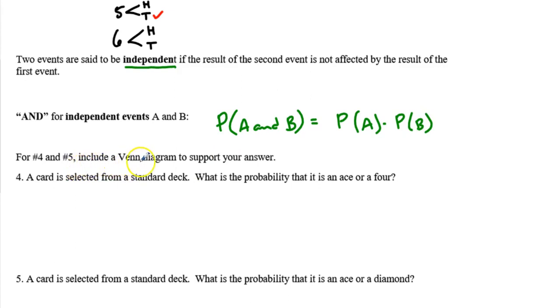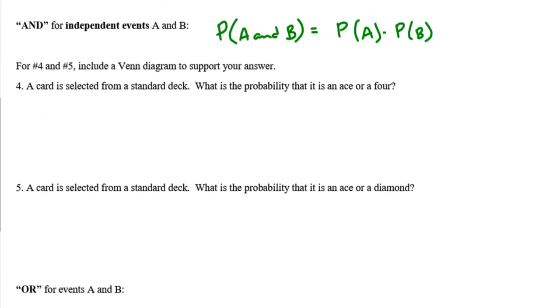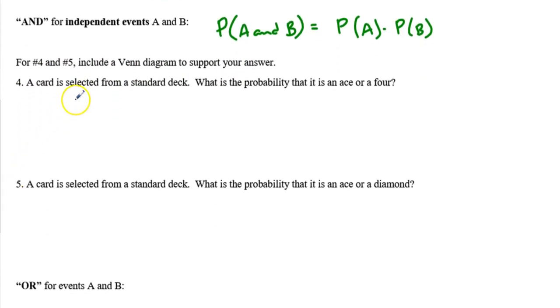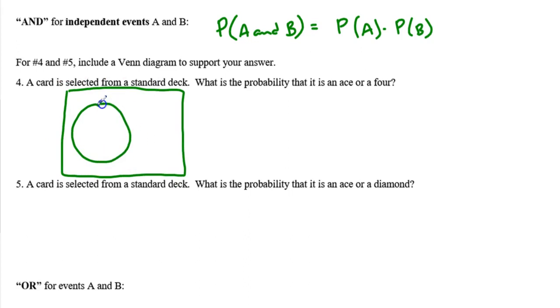So we're going to set up a Venn diagram to answer questions 4 and 5. Maybe I can set up the first one to guide you on what this might look like, and you can set up number 5. Okay, so set up a universe like this. The rectangle represents the universe, all the possibilities. And inside we have the two events that we're interested in, an ace or a 4.